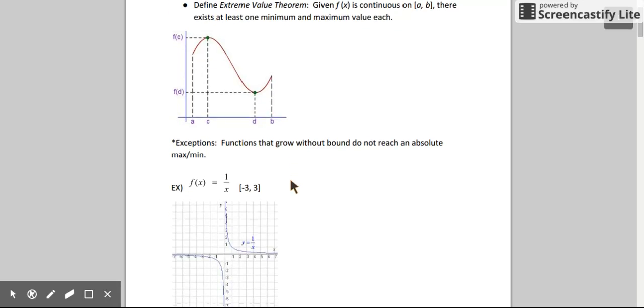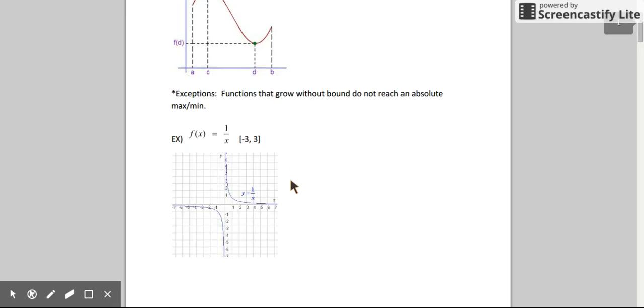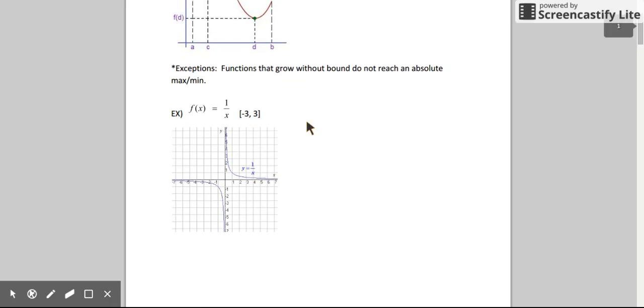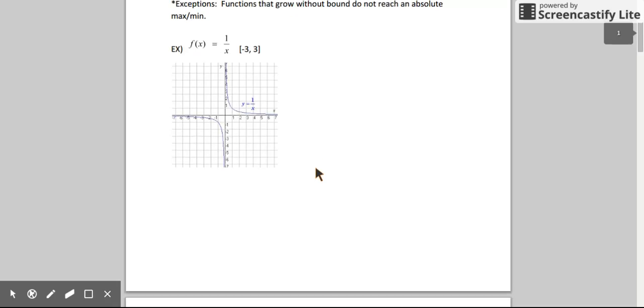There are some exceptions though. A constant function is going to stay flat. It's never going to increase or decrease, so we don't have a maximum or minimum. Other functions grow without bound. For instance, 1 over x is an example where this function on the left here is continuous, but it's going to decrease forever, and we can't establish a minimum value. And on the right side, even though it's continuous, it's increasing forever, and we can't establish a maximum value. So there are exceptions.